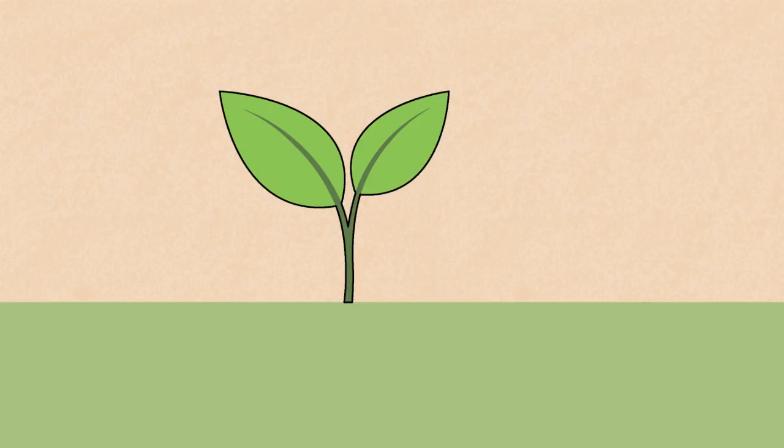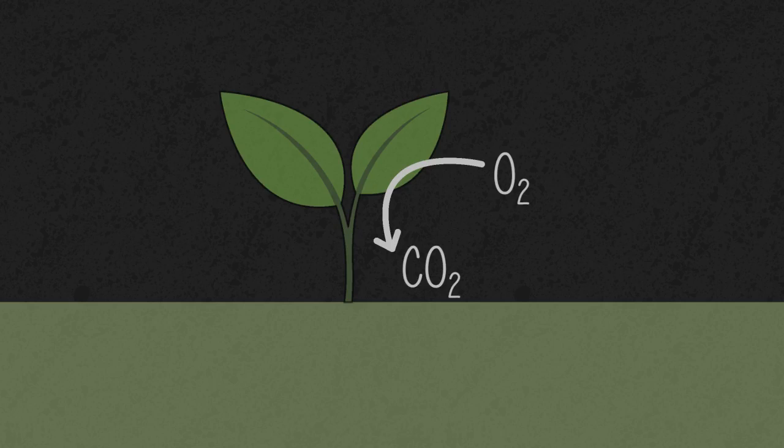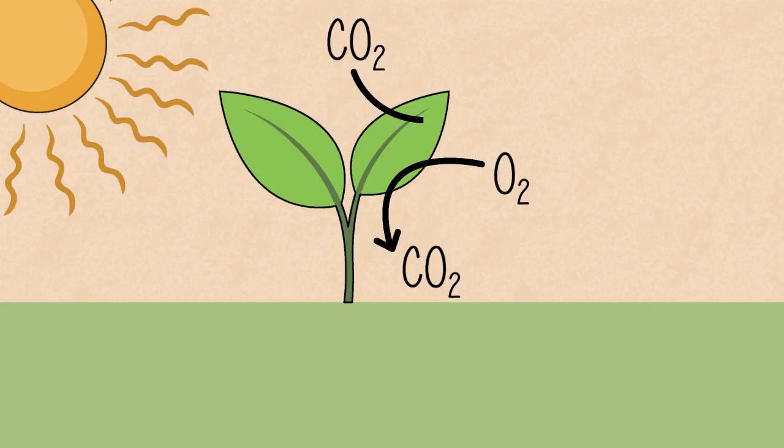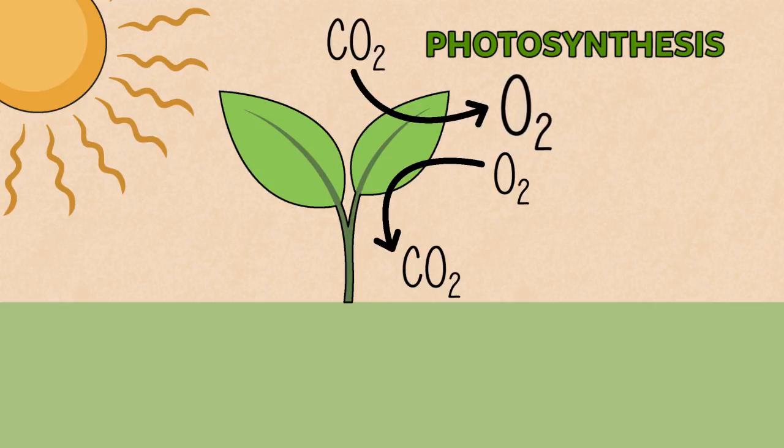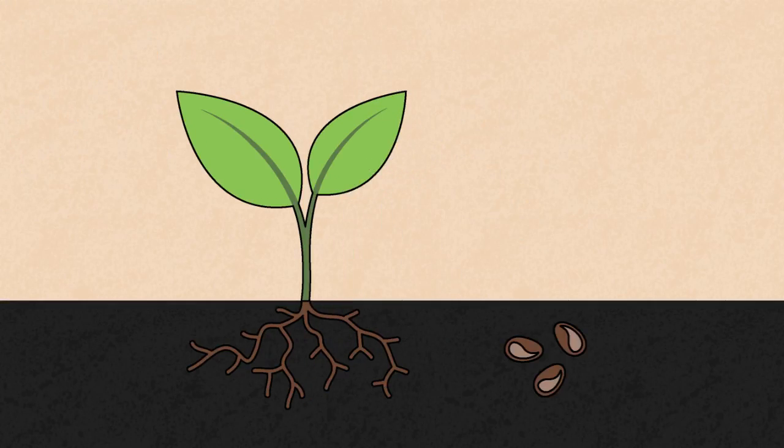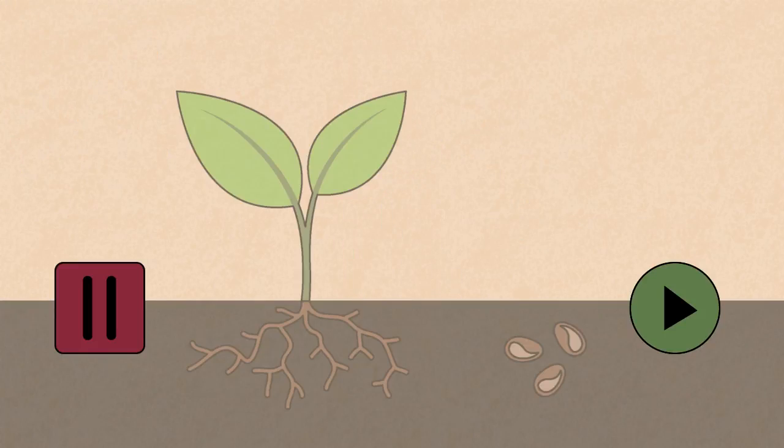Plants also respire, but you only notice it in the dark because in the sunlight they release more oxygen from photosynthesis than they use in respiration. But think of the roots and seeds which are hidden from the sun. Pause the video and think how roots and seeds get energy.